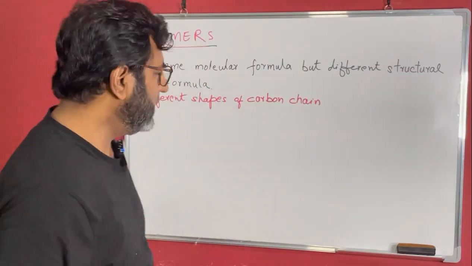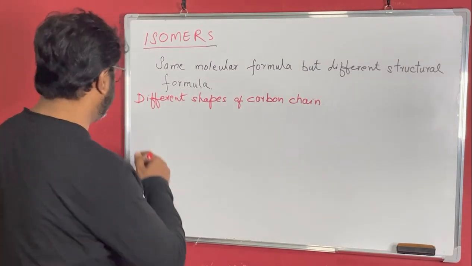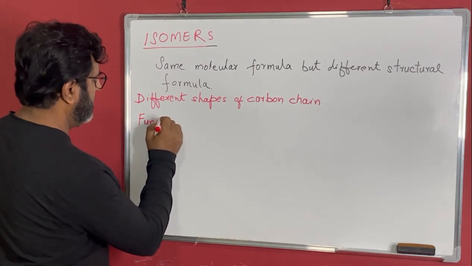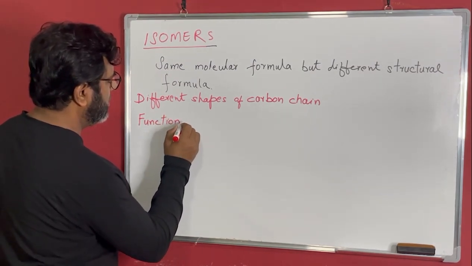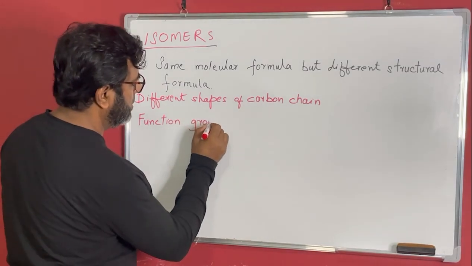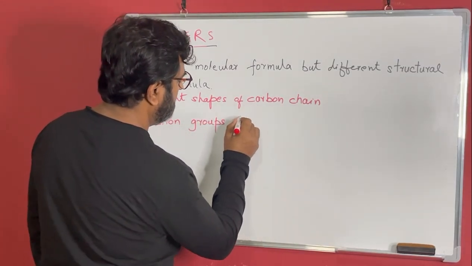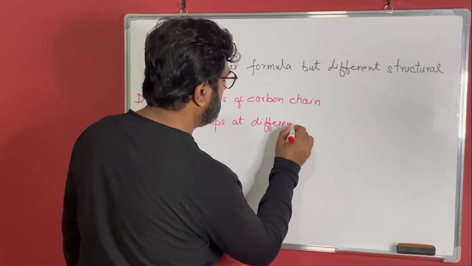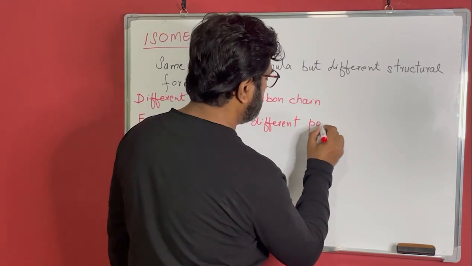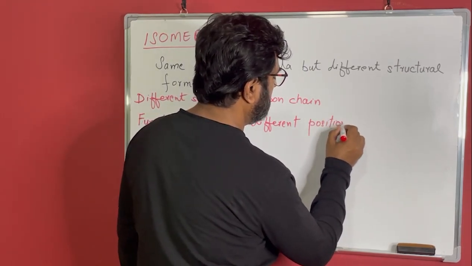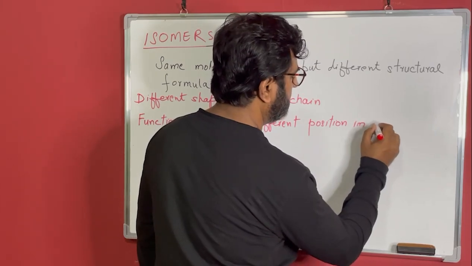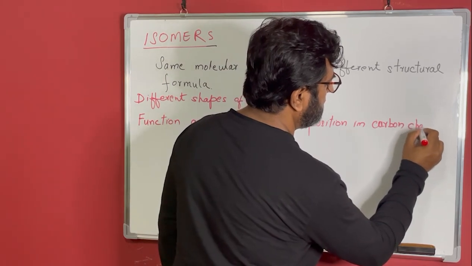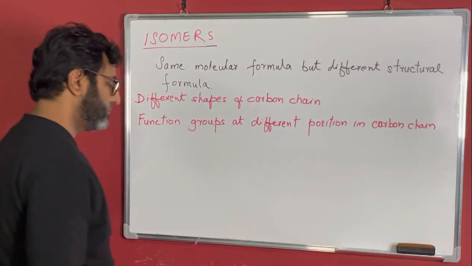So we have another way isomers can form, and that is functional groups at different positions in the carbon chain.